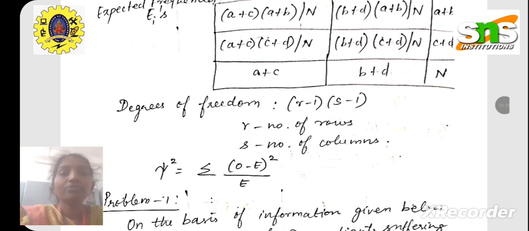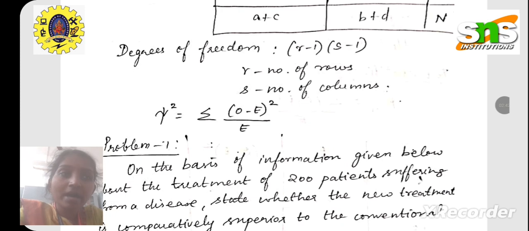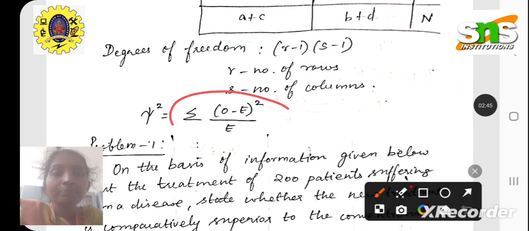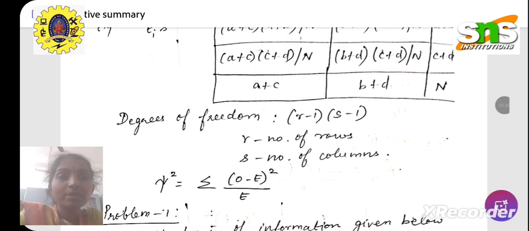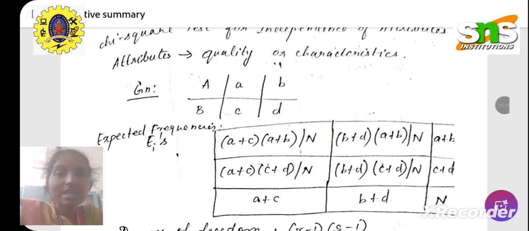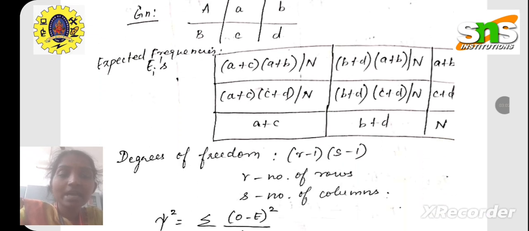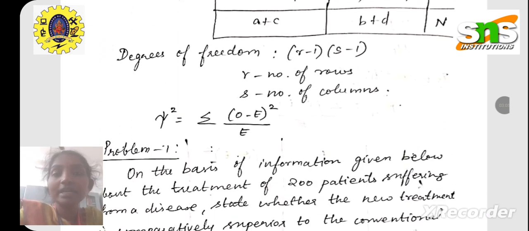Moving on to the degrees of freedom. Since we have two rows and two columns here, it is r minus 1 into s minus 1, where r is the number of rows and s is the number of columns. The chi-square calculated value is, as we saw in goodness of fit, the summation of observed frequency minus expected frequency, the whole square, divided by the expected frequency. This is how we calculate the chi-square calculated value for independence of attributes.